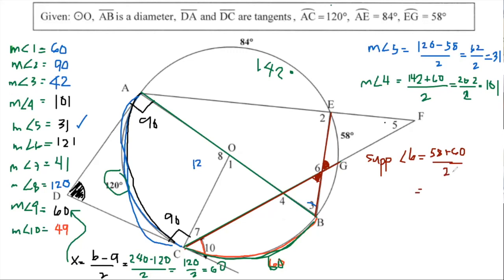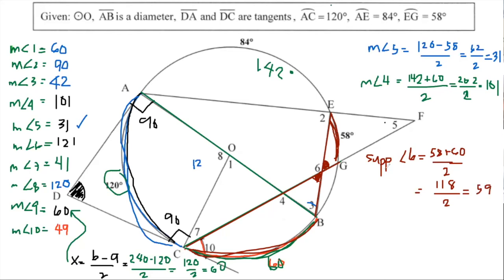When you do that, where did I get the 58 and 60? It is the intercepted arc here, 58, and the intercepted arc here, which is 60. So therefore, 58 plus 60 is 118, and 118 divided by 2 will give you 59.